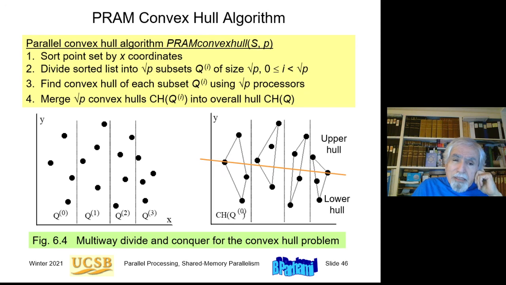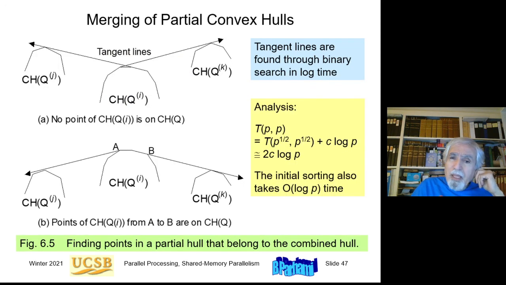Okay, so the analysis of the algorithm: the convex hull time for p points with p processors is the convex hull time for square root of p points with square root of p processors plus c log p. So basically the gist of this algorithm is that those combining operations can be done in order log p time using p processors. And the solution to this recurrence is 2c log p, so order log p.